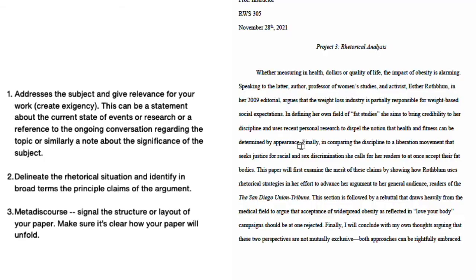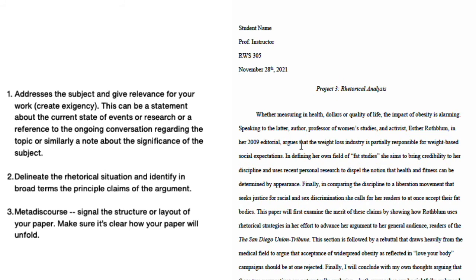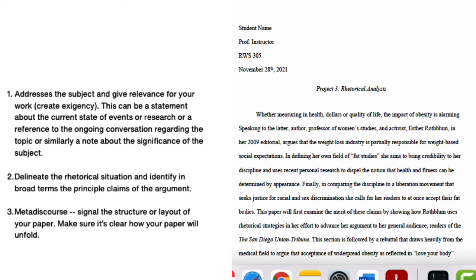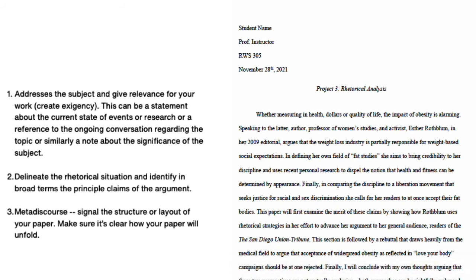Now, these 3 moves can be illustrated in a separate file posted on Canvas. If one were writing a rhetorical analysis on Rothblum, this might be one way they would shape their introduction, and it runs parallel to the points that I just outlined here in this video. It's actually an old student sample from more than 10 years ago, way back to my first class that I taught as a graduate assistant.